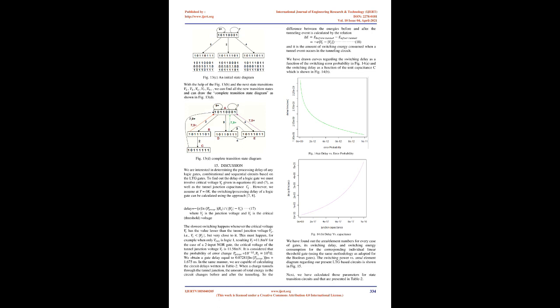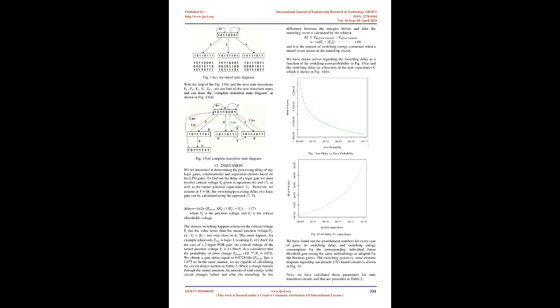With the help of the Fig. 13, B, and the next state transitions 2, 3, 4, 7, 9 plus, we can find all the new transition states and can draw the complete transition state diagram as shown in Fig. 13, D. Fig. 13, D, complete transition state diagram.